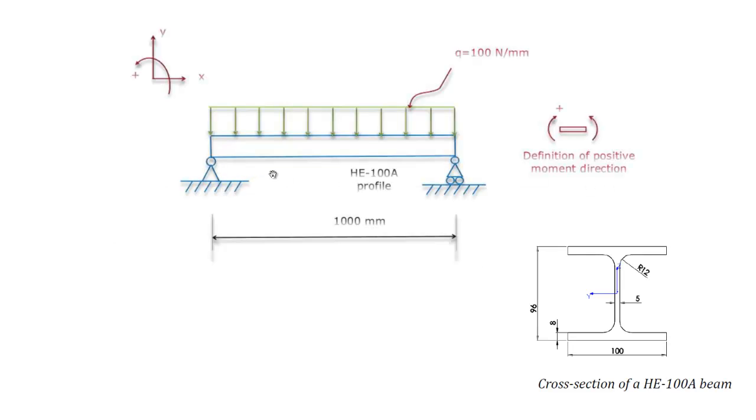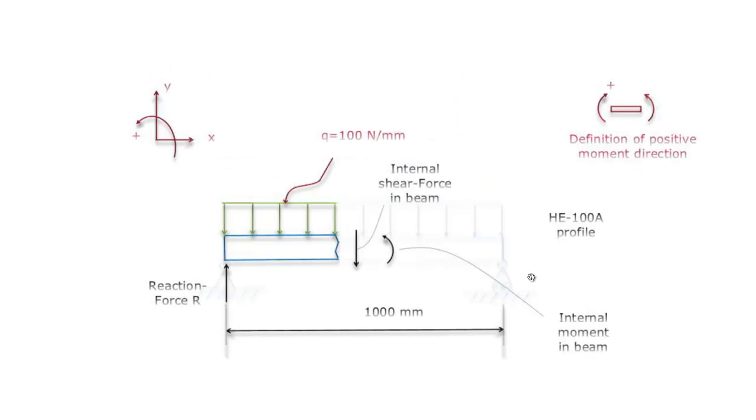I'm going to analyze an HE100A profile of 1 meter length. Here you see the cross section of the beam. I'm going to do the analysis first manually, and then I'm going to do it with SolidWorks Simulation.